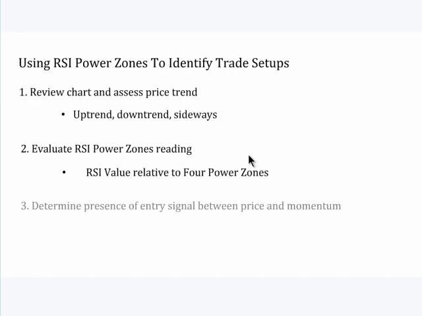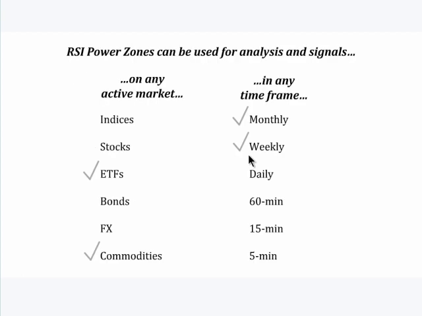Then you determine the presence of an entry signal between price and momentum. So these 3 steps, cycling through, allow you to get that heads up in the market and then strategize trades around it. So let's come back to our markets and time frames. How about a stock on a daily chart?